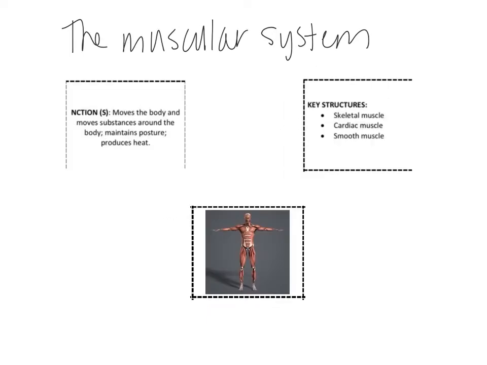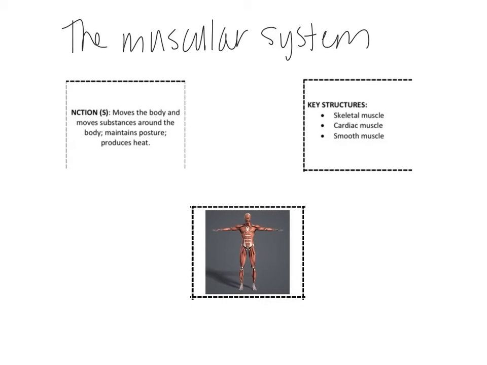The muscular system is up next. Muscular system moves the body and moves substances around the body, maintains posture, and produces heat. So with the heat, think about what you do when you're cold. You shiver. Okay, by shivering, that is your muscles producing heat, trying to warm you up.